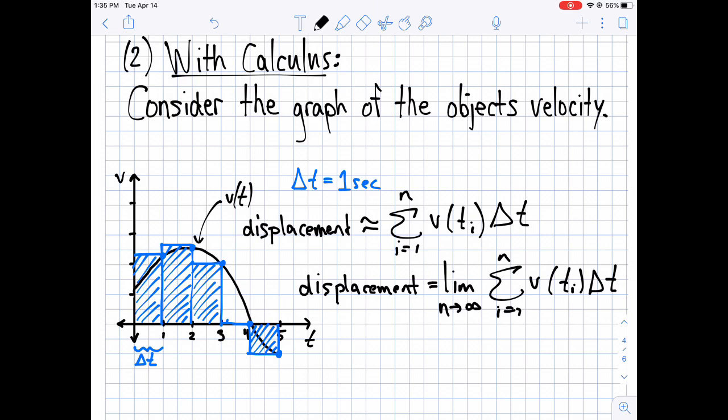So what we end up with is that it's going to be given by the integral from t1 to t2. In our case, that would be from 1 to 5. And what are we integrating? Well, we're integrating our velocity function, so that's going to be v of t dt. So if you want to calculate the displacement, this right here is very much the formula that we end up using.